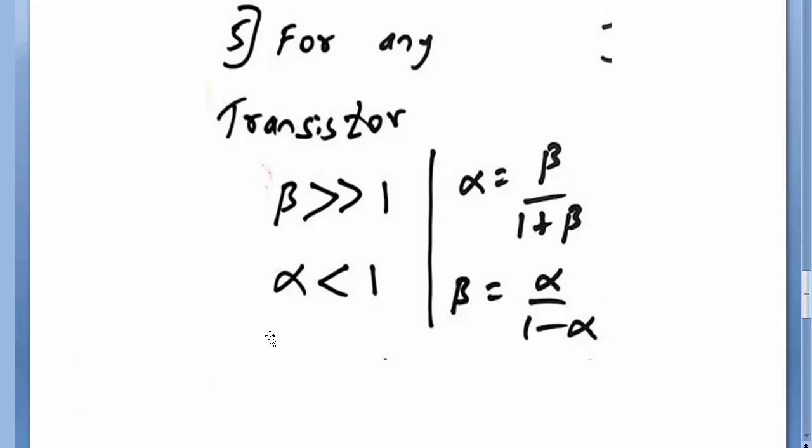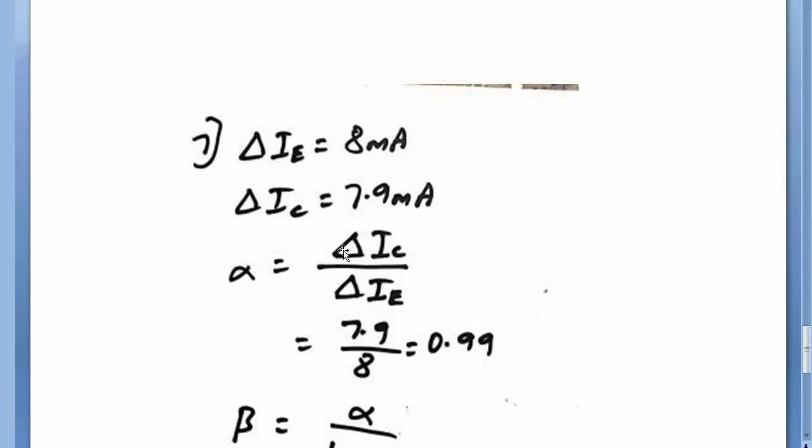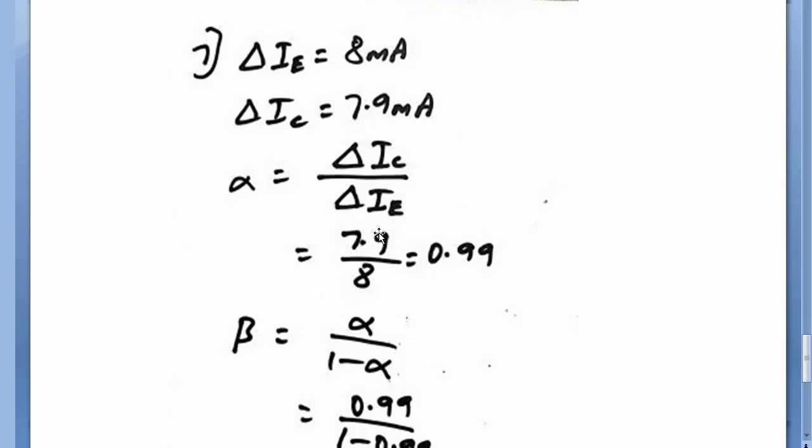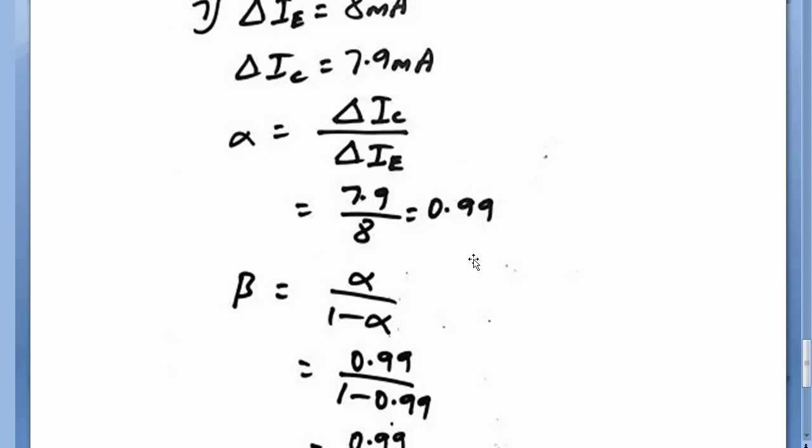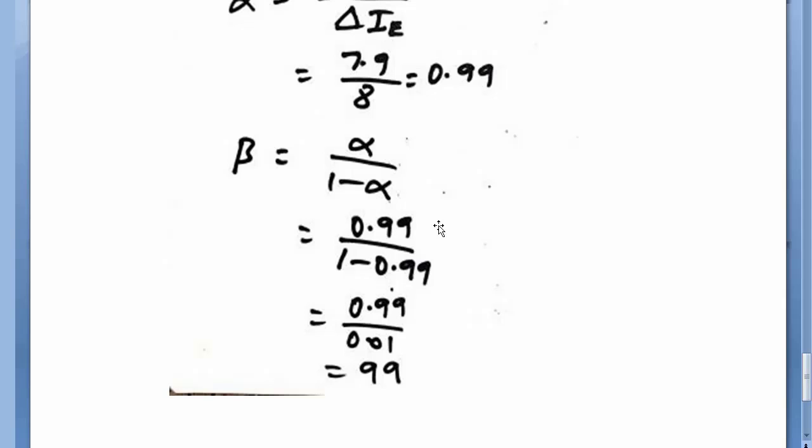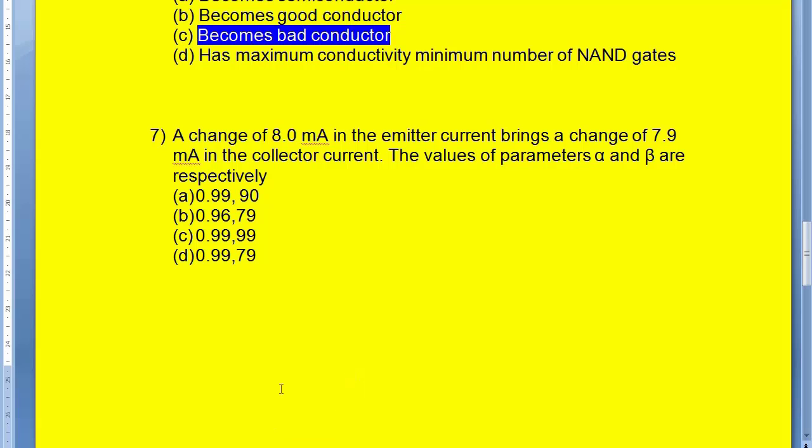So alpha is delta IC upon delta IE. Delta IC is 7.9 and delta IE is 8. If we divide, we get 0.99. And previously we saw that beta is alpha upon 1 minus alpha. So 0.99 upon 1 minus 0.99, and when we do the calculation, we get 99. So the answer in this case is 0.99 and 99. This is the answer, number 7.